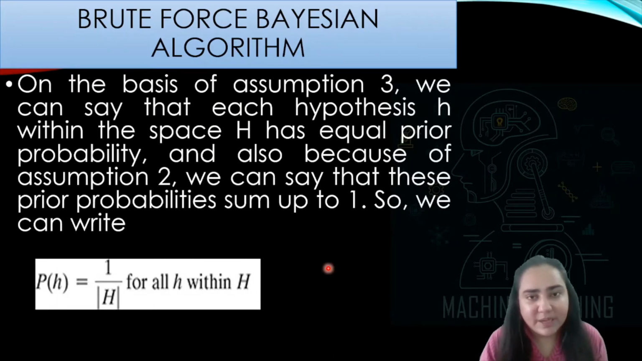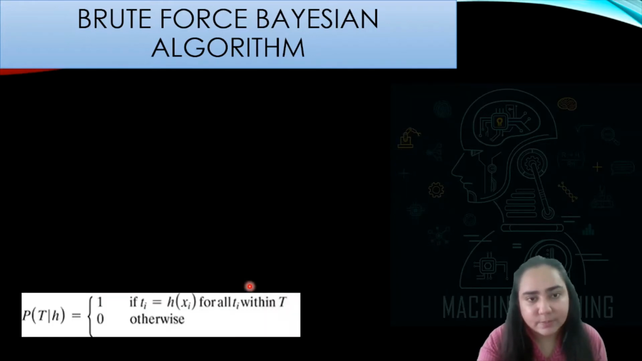So on the basis of the third assumption that says each hypothesis has equal probability, equal chance of being true, and also because of assumption 2, we can say that these prior probabilities would sum up to 1 because everyone has an equal chance. It's like tossing a coin or rolling a dice. All probabilities have an equal chance, which means if you sum up all the prior probabilities of all these hypotheses, you will be getting a 1. So we can write that P of h is equal to 1 upon mod H, where all small h will lie within capital H.